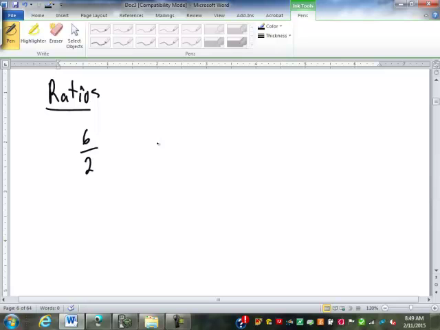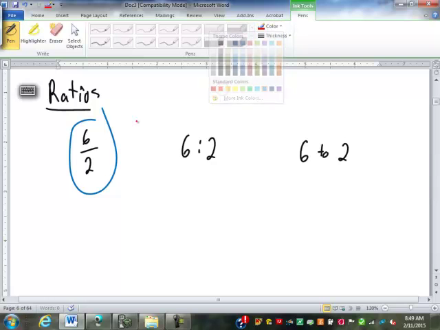We could write it like that as a fraction. We could write it with a colon, or we could write it as 6-to-2. I prefer to write it as a fraction because when it's in that form, we can do a lot of things with it that we would with any other fraction. First of all, both the 6 and the 2 can be divided by 2 to give me a 3-to-1 ratio.